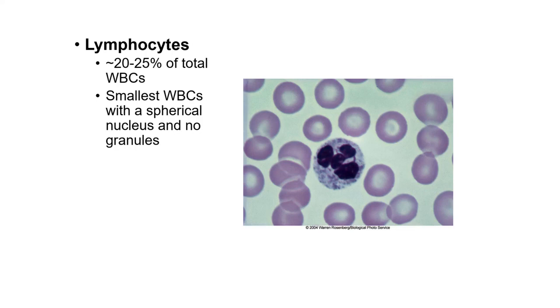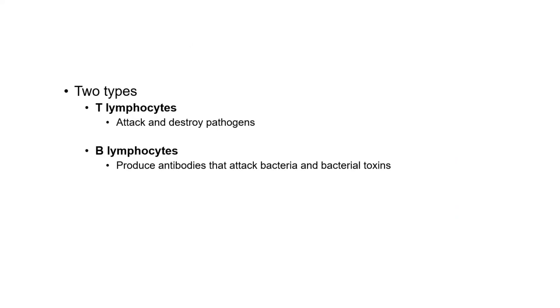Medium and large lymphocytes are usually seen in fibrous connective tissues and only occasionally in circulating blood. There are two types: T lymphocytes, which work to attack and destroy pathogens, and B lymphocytes, which produce antibodies that attack bacteria and bacterial toxins.